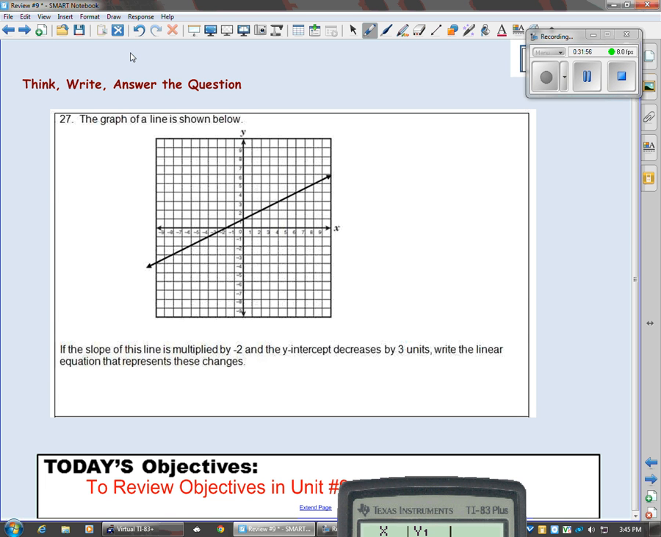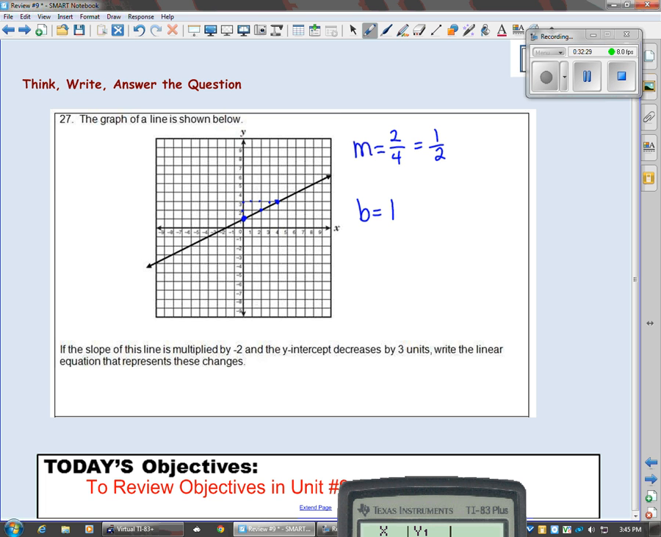27. The graph of a line is shown below. If the slope of this line is multiplied by negative 2 and the y-intercept decreases by 3, write the equation that represents these changes. You can only do this if you know the current slope and the current y-intercept. The current y-intercept is 1. The slope, it appears, is up 2 over 4, or up 1 over 2.